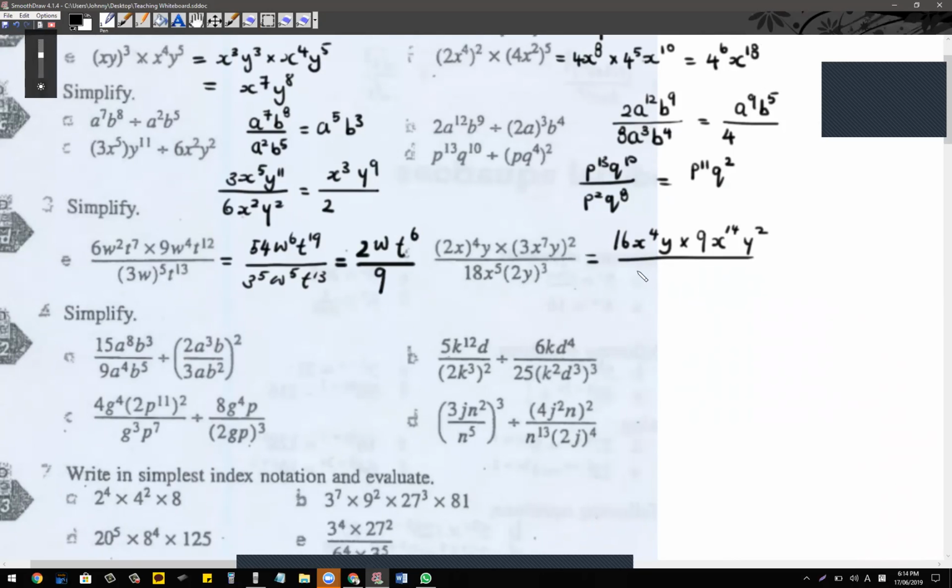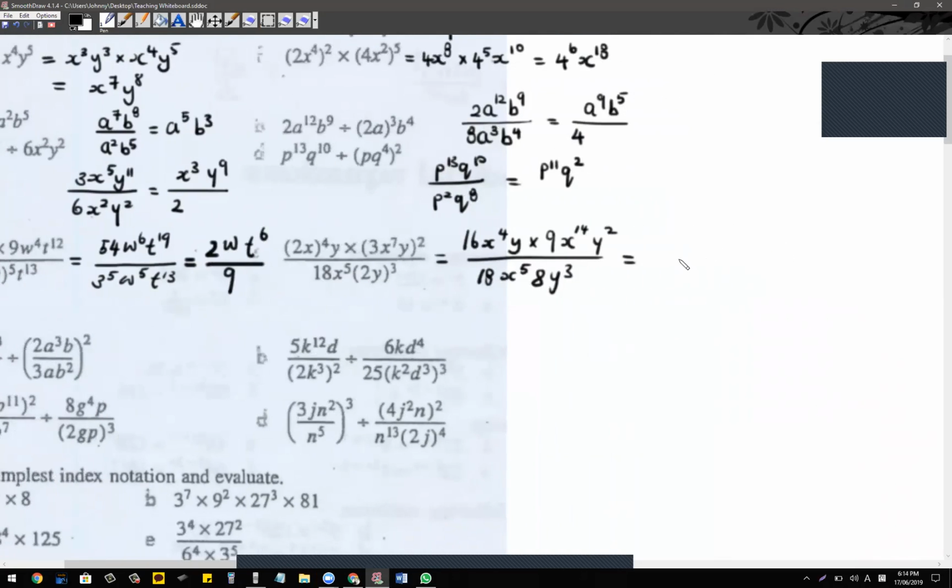Next, it's 18 x to the power 5. 2 to the power 3 is 8. And then y to the power of 3. So things like this, they are easy, but if you don't have enough practice on them, it's very easy to get things wrong.